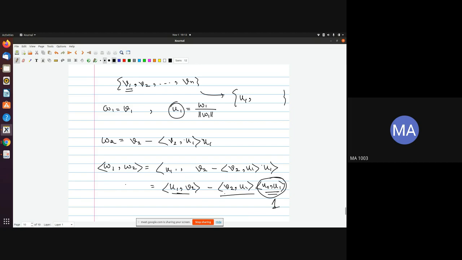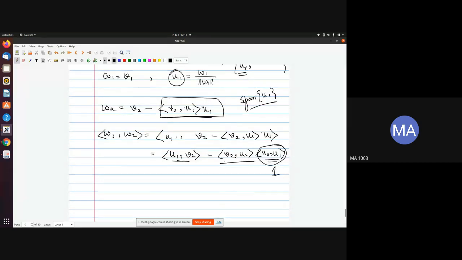And what is this one? If you remember, I already have U1 as my vector. So if I take a subspace which is the span of U1, and I project my vector V2 onto it, this is what I will get, right? Are you getting what I am saying?